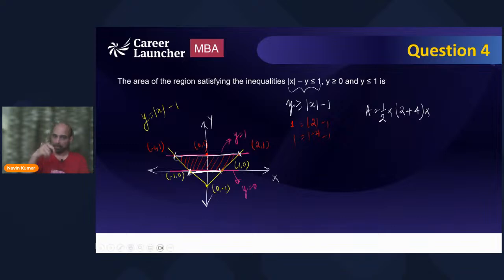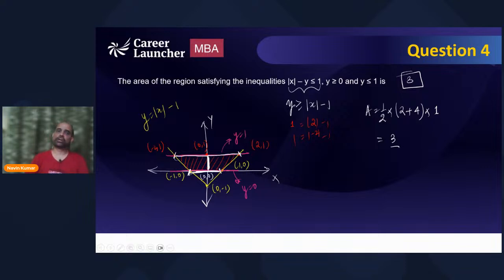Into perpendicular distance between them. So we are talking about this region. Since this is the origin and this is (0, 1), the distance between them is going to be 1 unit. So if we solve this, this is half of 6, which is going to give us 3. So 3 parts of the answer.